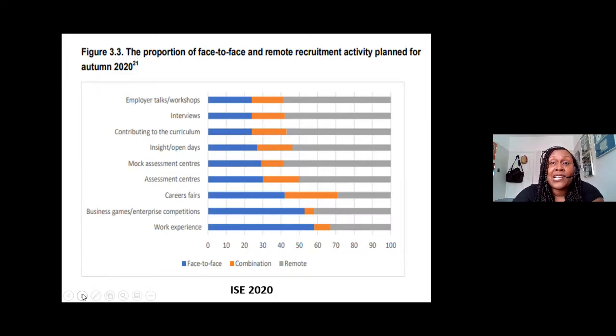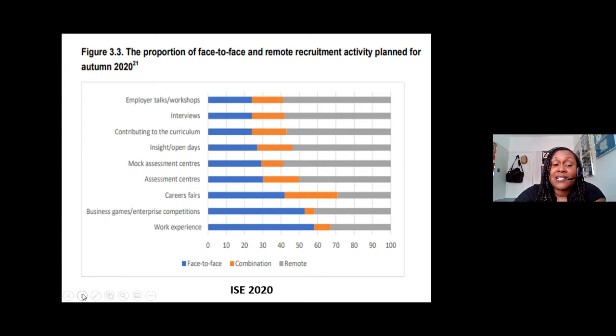This is the most recent report, which was actually developed during COVID-19 by the Institute of Student Employers, where they now try to measure what proportion of face-to-face and remote recruitment activity will be planned from autumn onwards. You can see in grey, it's all the stuff that will be done remotely. A huge proportion of employer talks and workshops will be done remotely, pretty much how it is in the sixth form now in terms of planning and scheduling a lot of our workshops, as well as the interviews, as I alluded to earlier.